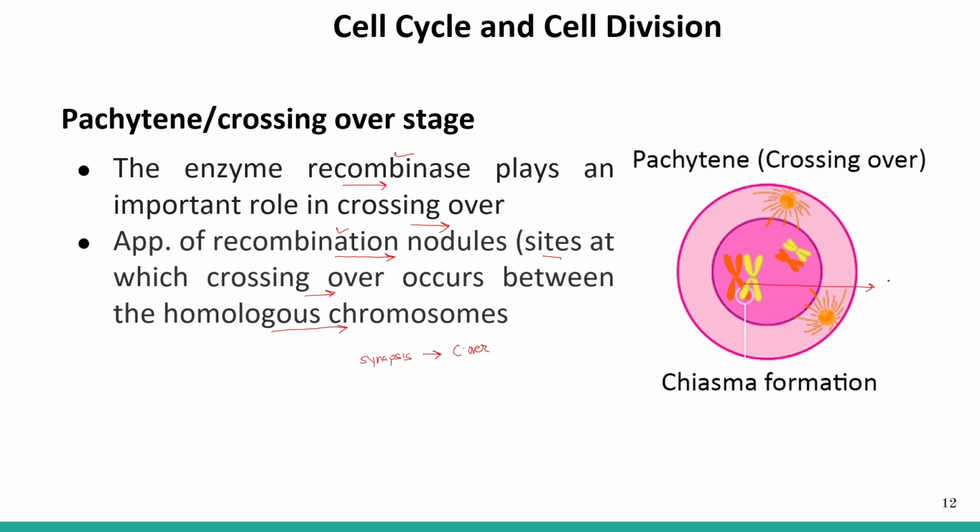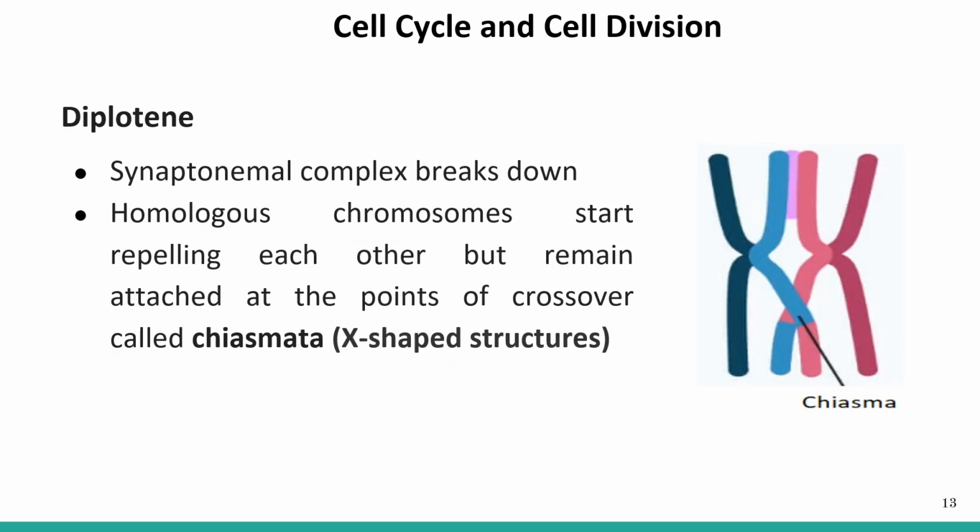Here, crossing over is taking place during the Pachytene. And then there is a formation of chiasma. But chiasma is not observed during Pachytene. It is observed during the diplotene, which is the stage after Pachytene. So the next stage is the diplotene.